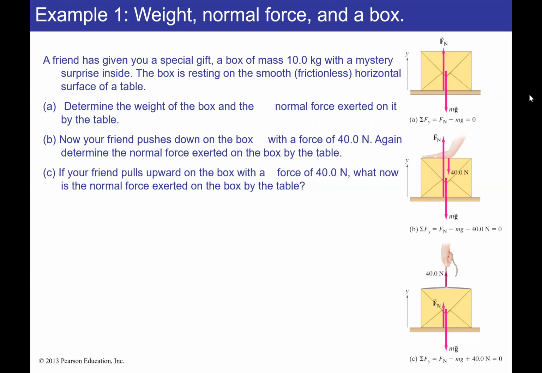All right, so I have to do that, so give myself some room. Things like this, then I'm gonna take the box and put it at the center of my coordinate system, then draw the forces that I have acting on it. So I have gravity straight down, and I have normal force straight up, in this case, because it's perpendicular to the surface.